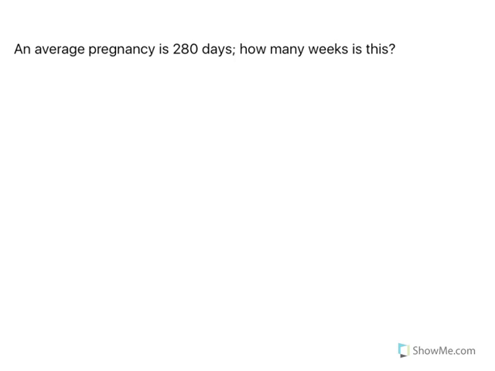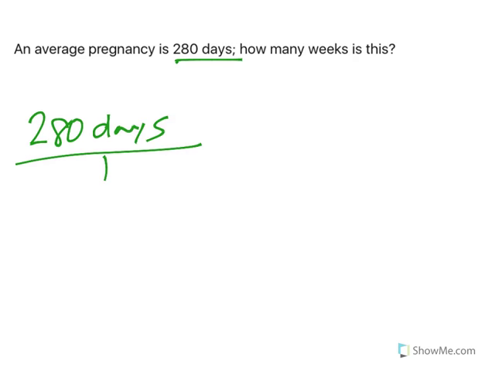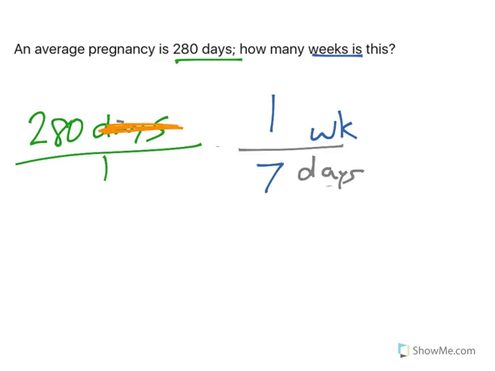The next one, we have an average pregnancy is 280 days. How many weeks is this? Now we're starting with 280 days. When I multiply the next piece, my label in the bottom has to be days, because I need my days to cancel out top to bottom. And we're changing to weeks, so I need weeks on the top. What's the relationship? 1 week is 7 days. So that makes my label of days cancel out, and now you see how the 7 is in the denominator.